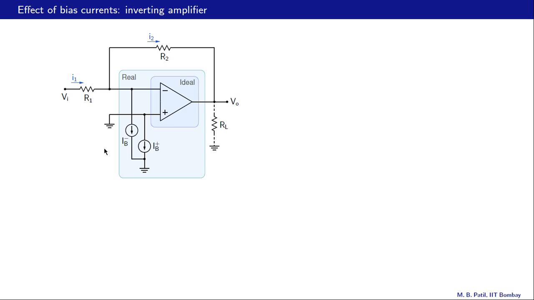Let us consider the effect of bias currents on the inverting amplifier now. So we replace the op-amp with the real op-amp model, which includes the bias currents. And now let us see what VO should be in this case. We will assume that the op-amp is ideal in other respects. That means we will say that the offset voltage is 0 volts. We have already considered the effect of the offset voltage on the inverting amplifier, and we will not repeat that here.